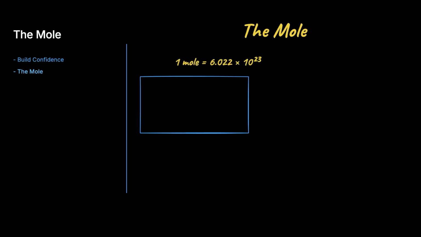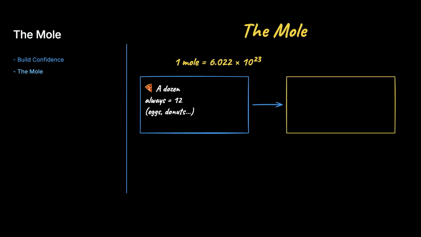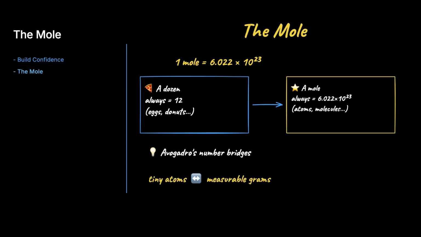Now we reach the mole, the most important counting idea in all of chemistry. A mole is a specific number of particles, just like a dozen always means 12. 1 mole contains about 6.022 times 10 to the 23rd particles, a value we call Avogadro's number. It bridges atoms and grams.